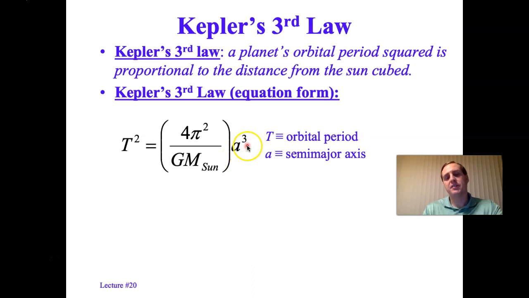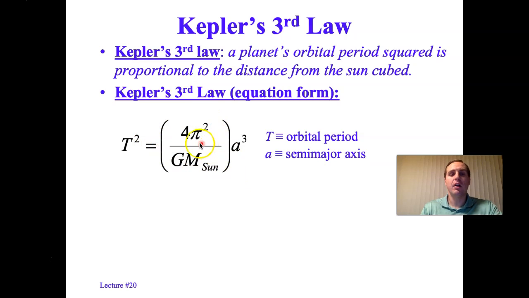Now, for the distance from the Sun cubed, we often just use the semi-major axis. It turns out the semi-major axis, which is, again, half of the major axis, is sort of a good average distance away from the Sun, basically. And it's not so much an average as it is sort of a characteristic length scale. Now, what is the proportionality constant?